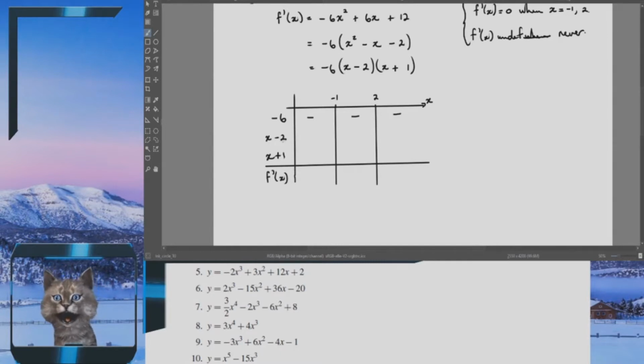X minus 2 is 0 when x is 2, and because it is being multiplied in my derivative, it will make the derivative 0 as well. X plus 1 is 0 when x is negative 1, which makes the whole derivative 0 as well. X minus 2 on this left interval is going to be negative, another negative, and then a positive for all these x values.